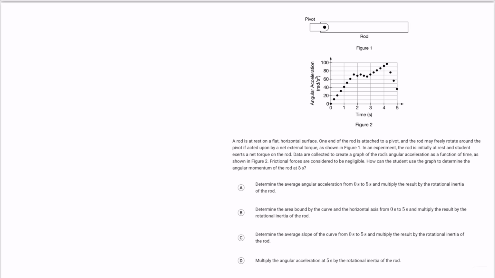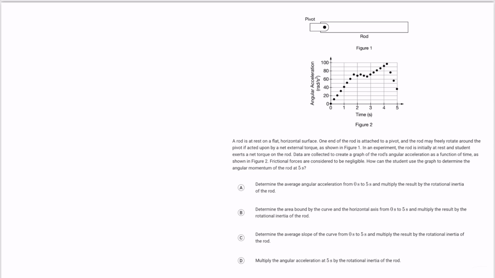In an experiment, the rod is initially at rest, and the student exerts a net torque on the rod. Data are collected to create a graph of the rod's angular acceleration as a function of time. Friction forces are considered to be negligible. How can the student use the graph to determine the angular momentum of the rod at 5 seconds? All right, so now angular acceleration and time don't immediately give you impulse or change in angular momentum right off the bat. So let's see what we can do.